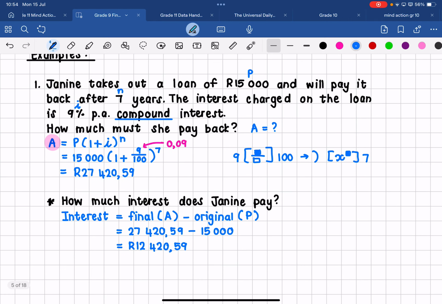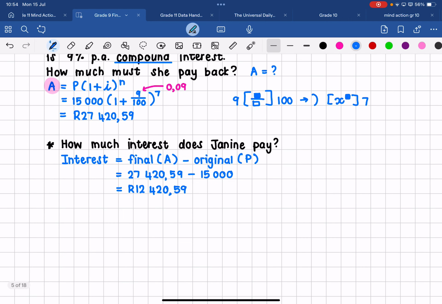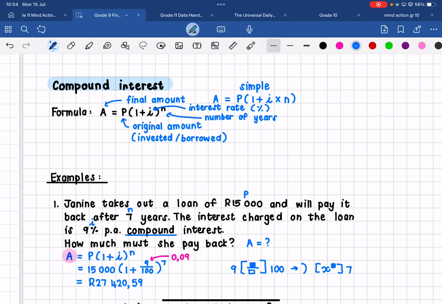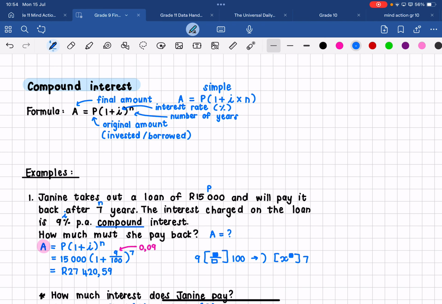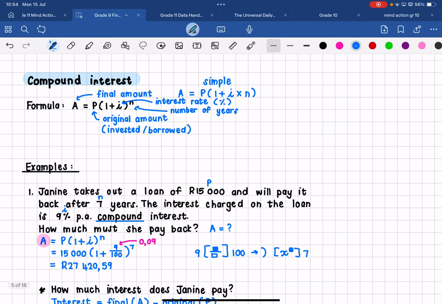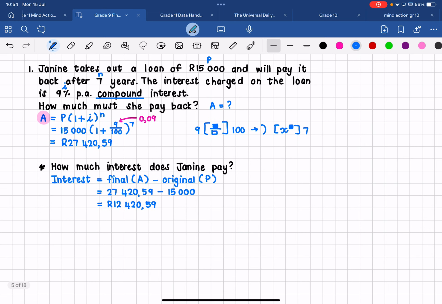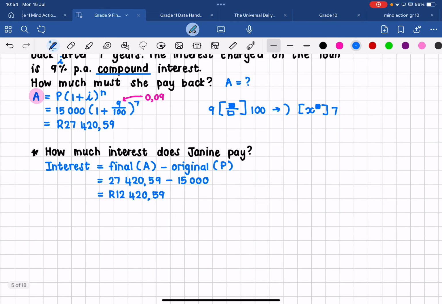How much interest does Janine pay? This was the first day of term 3. It was under compound interest. We made a note here. I'll come back to this page just now. But this is the note that I'm looking at, where I showed you the compound interest formula. And then the second question there was, how much interest does Janine pay? This is the formula for the interest amount paid. Do you remember this? A minus P. We've worked with this a couple of times. So interest is always your final amount, your A value, minus your original amount, your P value.